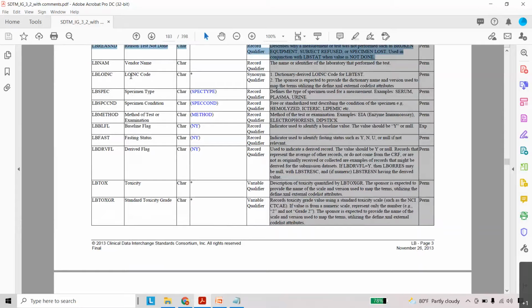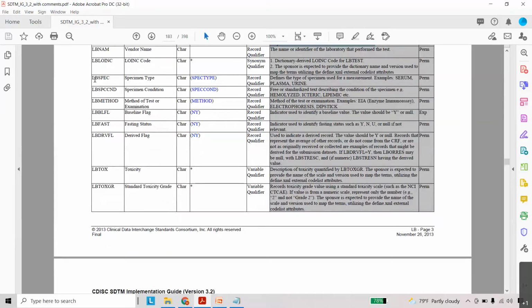So LBLOINC. This is a very standard code. It is given to check what test code applies to the laboratory test results. Officially there is a LOINC term present for a particular test, usually given for the laboratory test results, and this is also a permissible variable.